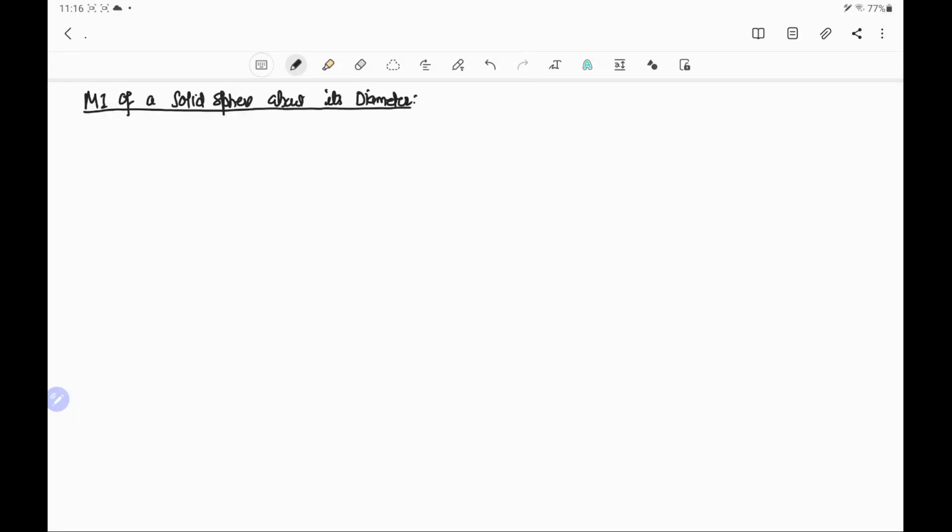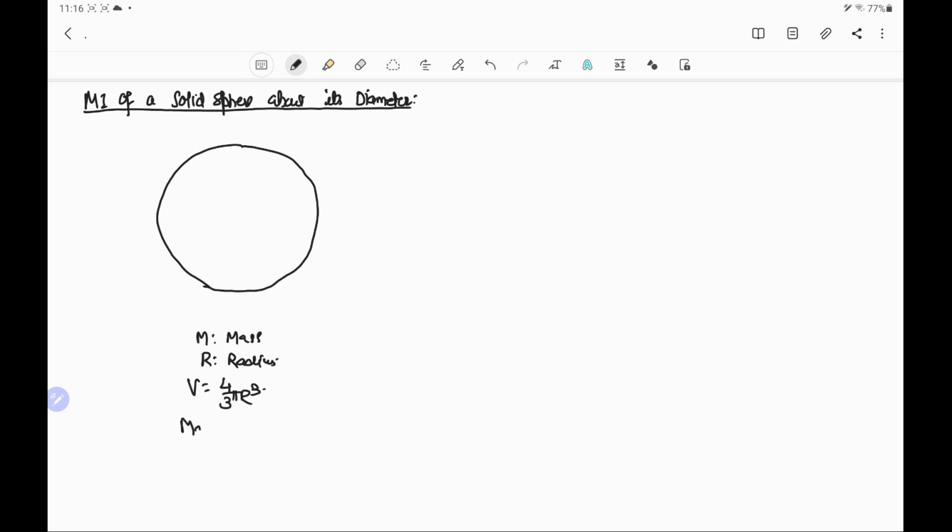To find the moment of inertia of a solid sphere about its diameter, we draw a diagram. Suppose this is the sphere having the mass m and radius r. Mass m is distributed over its volume. So mass density will be total mass divided by total volume. This will be the mass density.